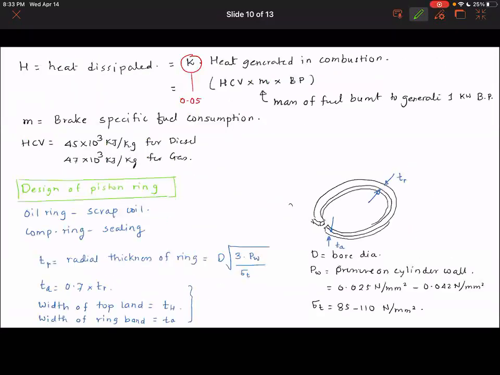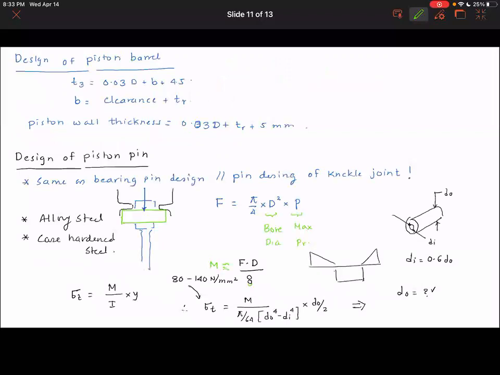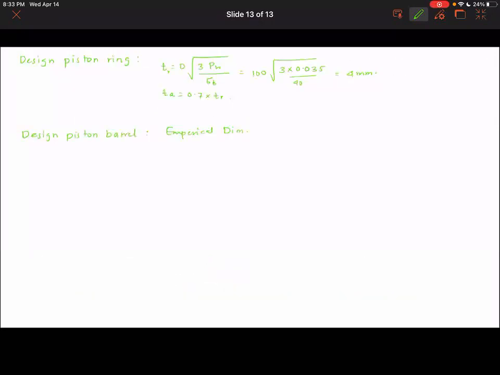So if you think about here, once you find out the radial thickness of the ring, you can find TA, you can find the width of the ring band. For the piston barrel, all the dimensions are typically given in terms of the empirical dimensions. So I trust that you would be able to plug in the numbers and get the value.